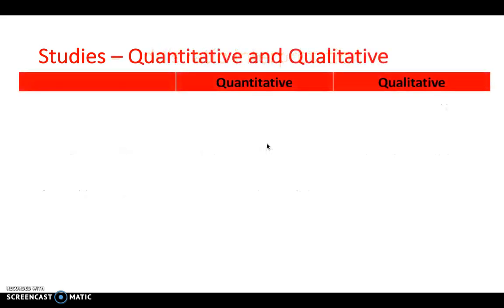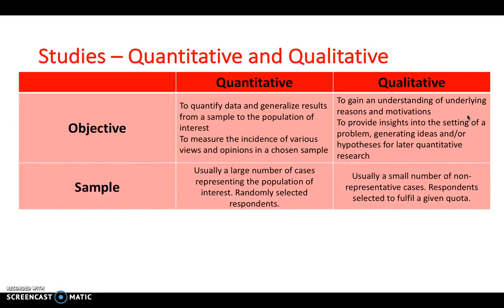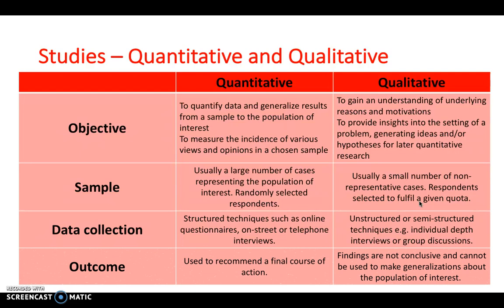The last thing to cover in this video are quantitative and qualitative study designs. Quantitative is an ability to quantify data and generalize results from a sample to the population of interest, and qualitative data allows us to gain an understanding of the underlying reasons and motivations behind something. You can look at different types of samples: a large sample is usually used for quantitative studies, and a small sample for qualitative studies, due to the easiness of interpreting the data, and then data collection and outcome as well.